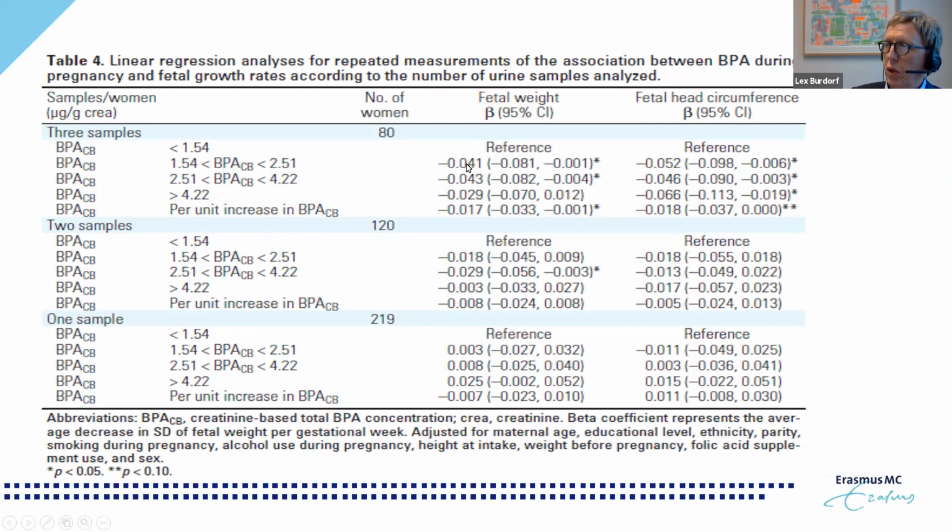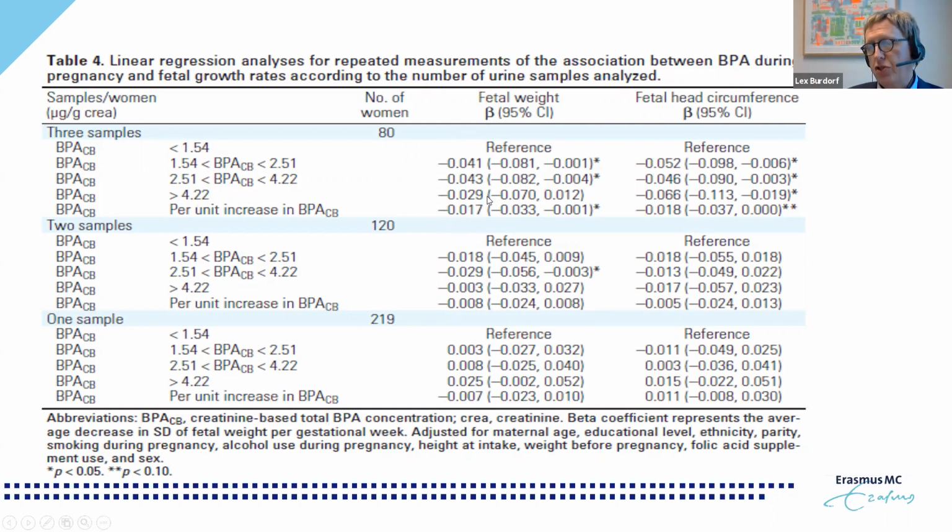Unfortunately, we couldn't show here that there was a trend across the categories, but this is a clear example that if you have one measurement per woman, and you know that there is a huge variability, then that one measurement doesn't give you a good estimate of the exposure, and thus you don't find any association whatsoever. And if you increase your number of samples, you will, of course, get a better average exposure of each woman, and you start picking up the associations.